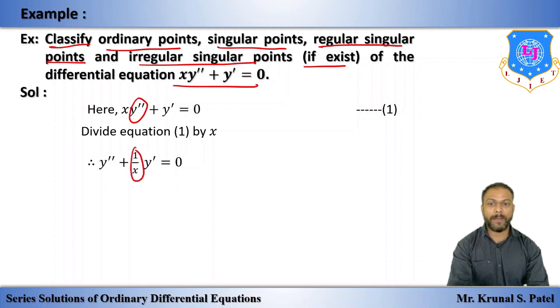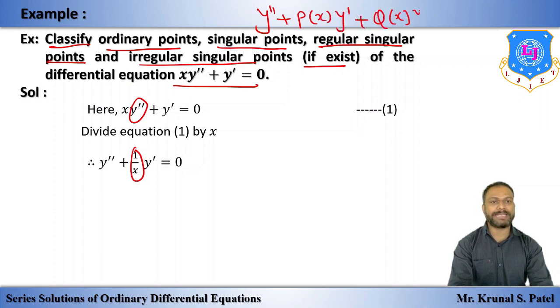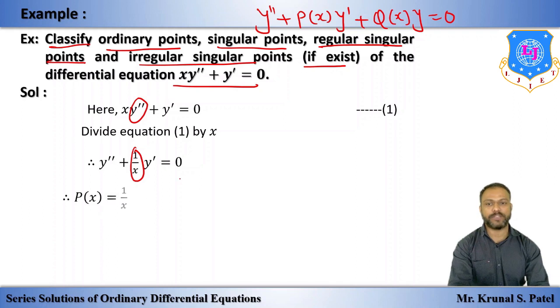So this is our p of x, because we know that we have y double dash plus p of x y dash plus q of x y is equal to 0. That means the coefficient of y dash is our p of x and the coefficient of y is our q of x, but here y is absent, so q of x becomes 0. So we have p of x and q of x.